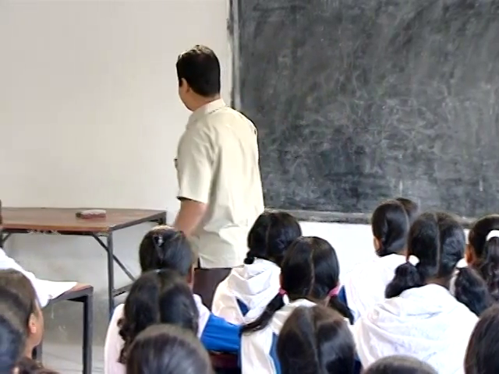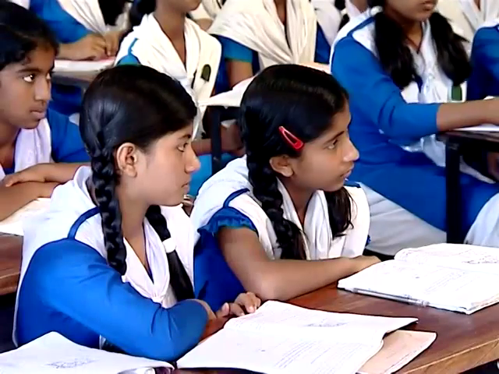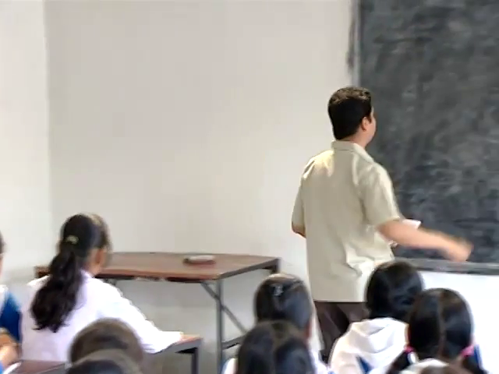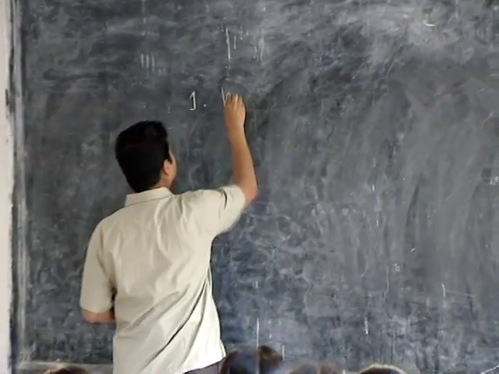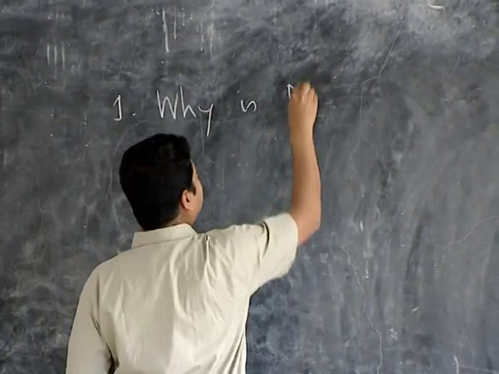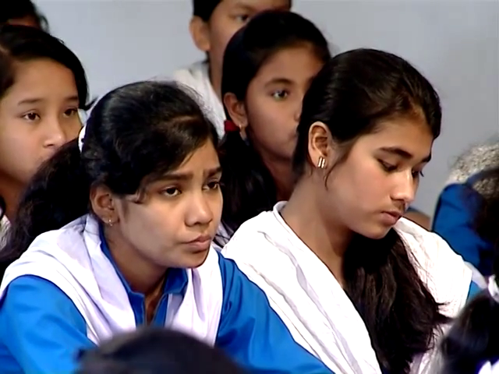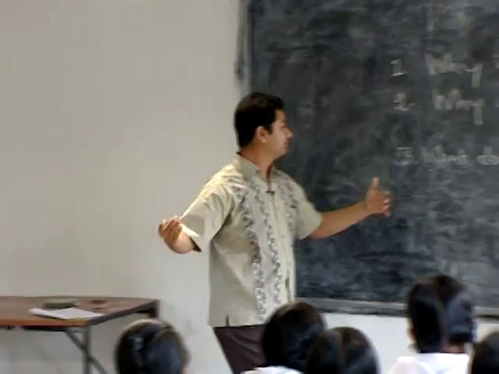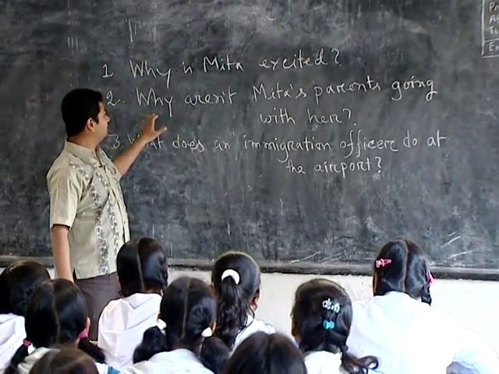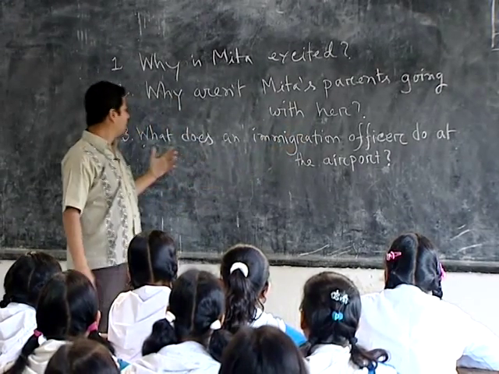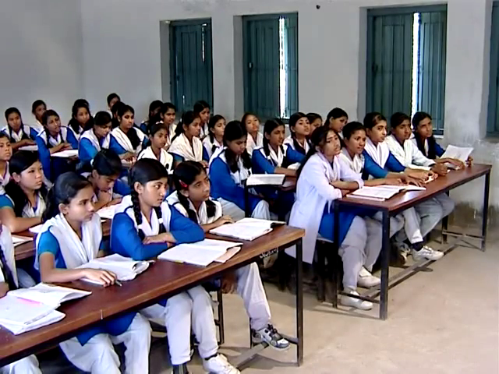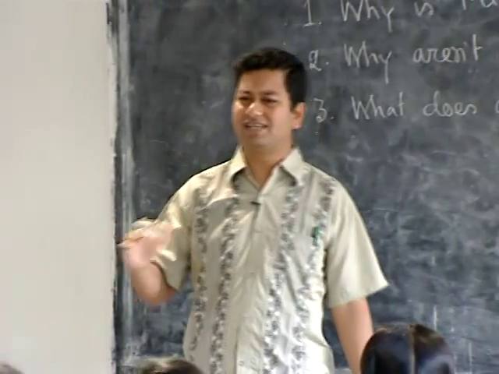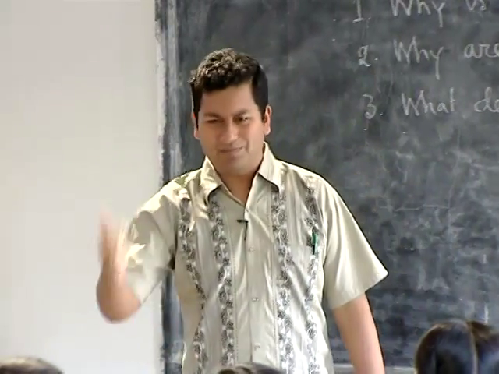Now, okay, one. Why is Mita excited? Is the questions clear? Why is Mita excited? Why aren't Mita's parents going with her? What does an immigration officer do? You understand what is immigration officer? Do any one of you understand it? You can say it in Bangla. Okay. Immigration officer passport and visa check and stamp. Yes, that's good. A very good answer, no?